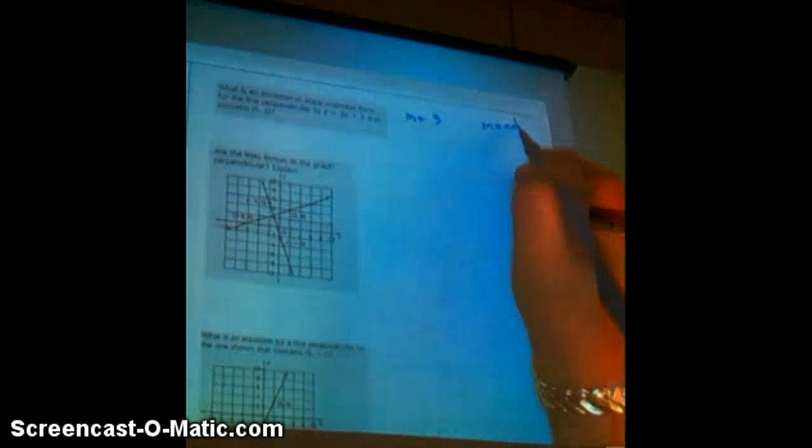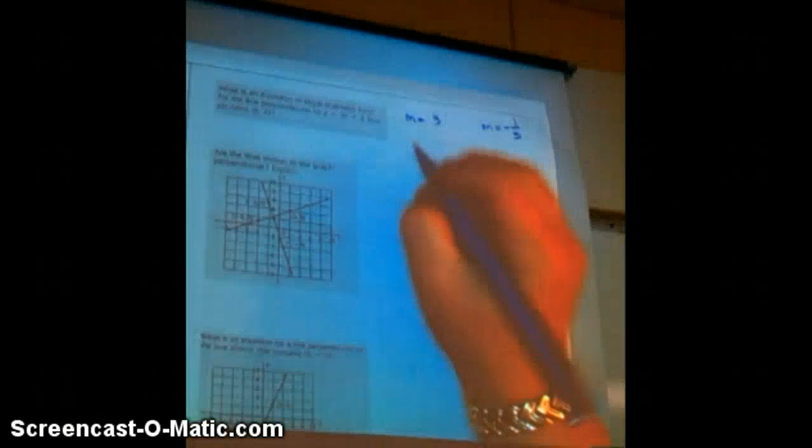What is an equation in slope-intercept form for the line perpendicular to y equals 3x plus 2 that contains the point (6, 2)? Do I know the slope of this line? The slope is 3. What would be the negative reciprocal of 3? Negative 1/3. Okay, so my slope is negative 1/3.